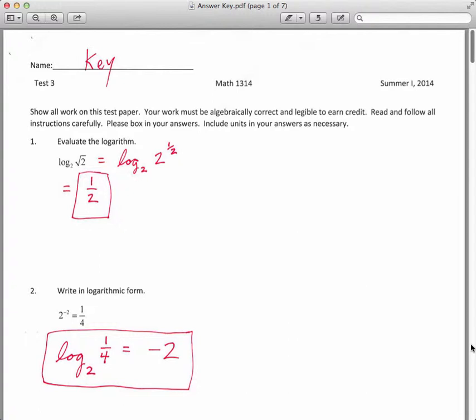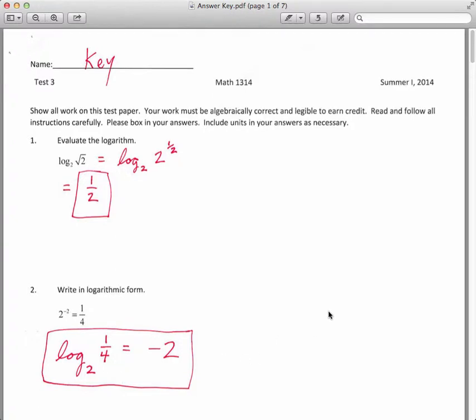Problem number 2, we are to write this in logarithmic form. So the base is 2, and then 1/4 is the argument, and the exponent is -2. So that means we have log base 2 of 1/4 equals -2. Now, a lot of people do like to put parentheses around the 1/4, but as long as it's clear that the 1/4 here is all in one piece inside the logarithm, it doesn't really matter.